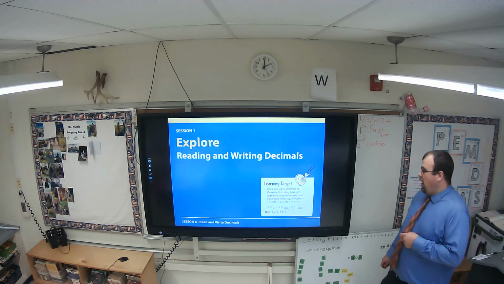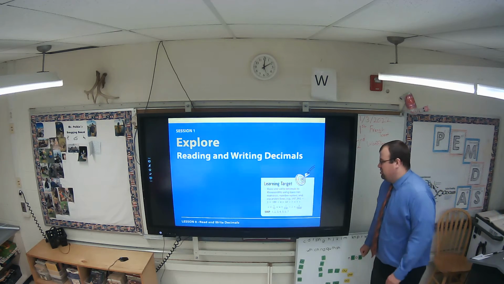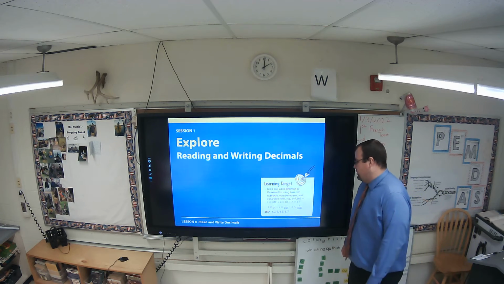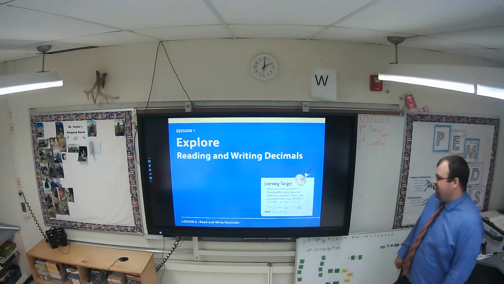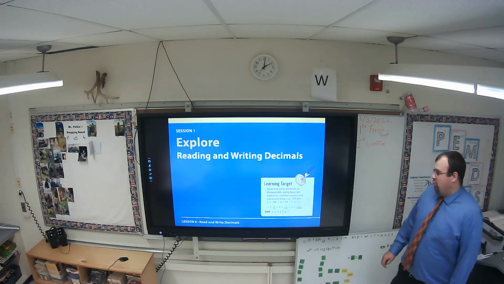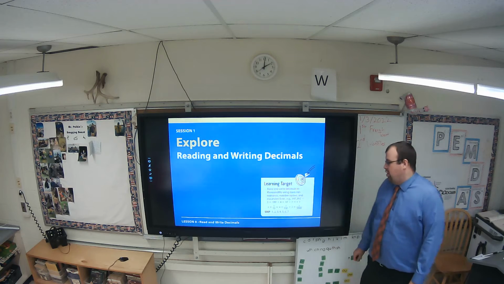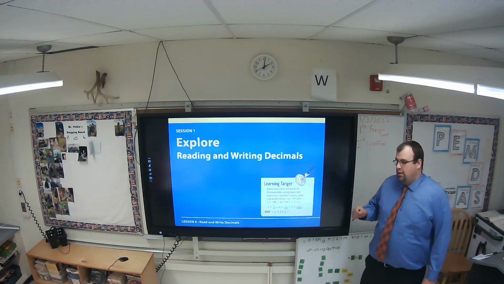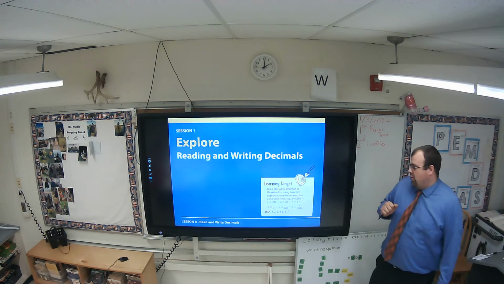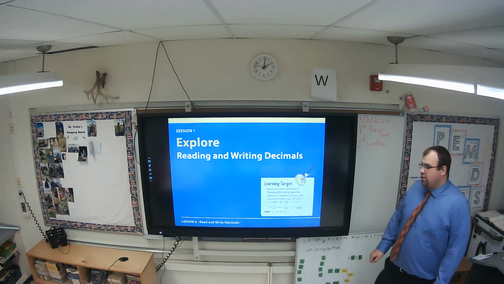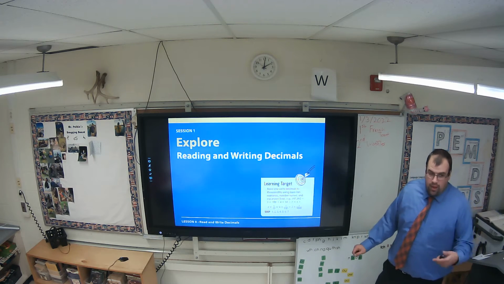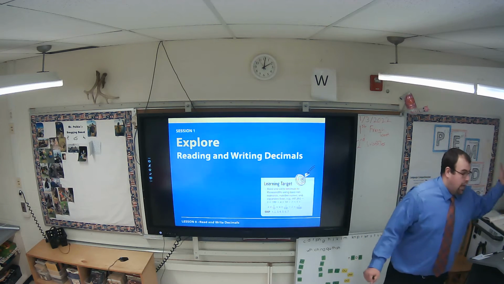So, our learning target is to read and write decimals to thousandths using base 10 numerals, number names, and expanded forms. For example, we have 347 and 392 thousandths, which can also be written as 3 times 100 plus 4 times 10 plus 7 times 1 plus 3 times 1/10 plus 9 times 1/100 plus 2 times 1/1,000. We're writing in expanded form, right? We've done that before, just now we're doing it with decimals.